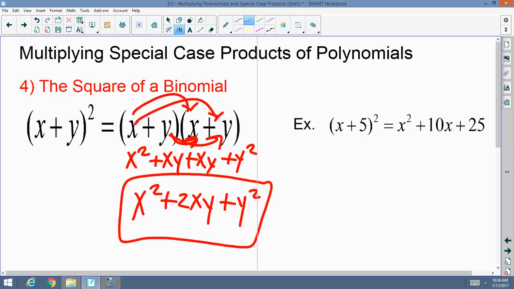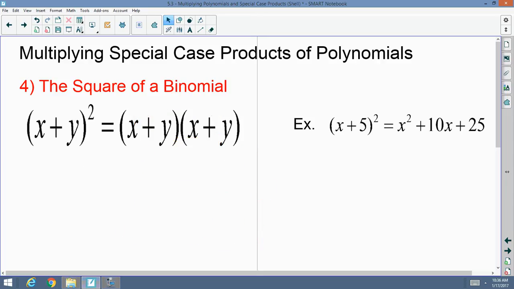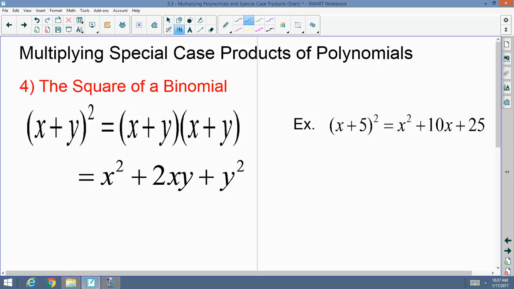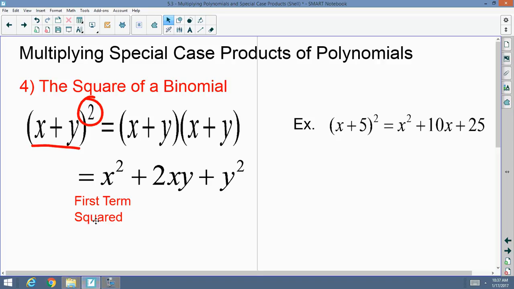How did I get this? Well, it's very simple. There's a formula here. So let's go through it. The formula is going to be x squared plus 2xy plus y squared. You know why I did that. Now, you don't want to do that the long way all the time. So whenever you see a binomial being squared, think of it like this. Take the first term and square it. So what's the first term of x plus y? X. Square it.